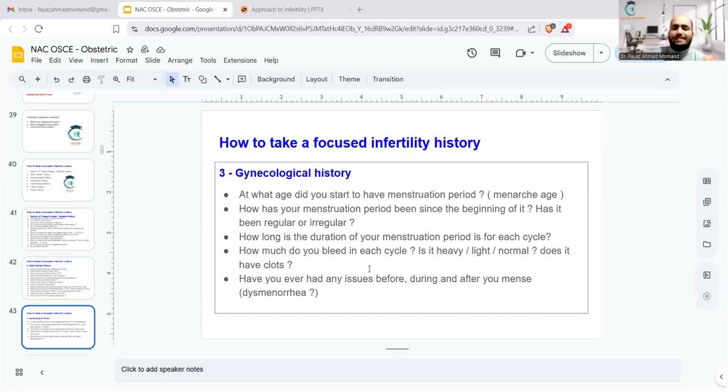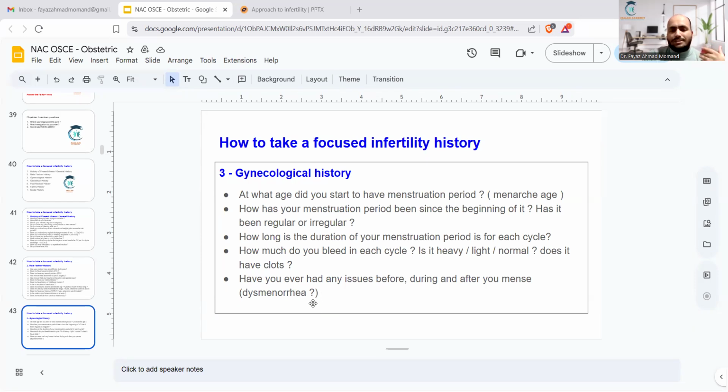Sometimes fibroids, especially if they are in the lumen or protruding into the lumen, can interfere with conception and make it hard for the patient to get pregnant. Ask about dysmenorrhea. We are asking about dysmenorrhea, dyspareunia, bleeding during sexual activity.